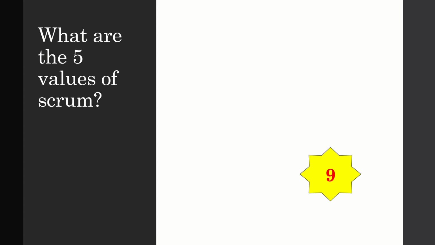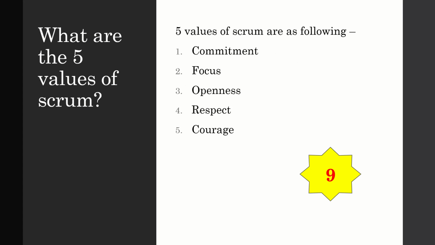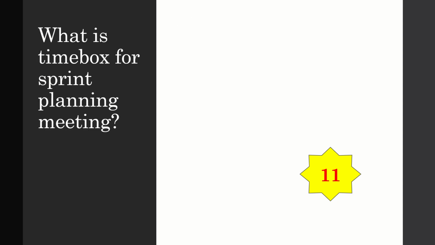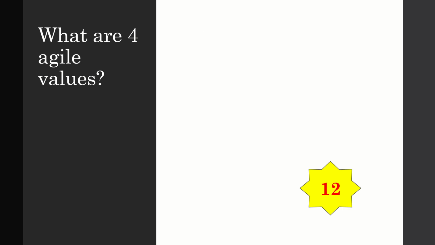What are the 5 values of Scrum? 5 values of Scrum are as following: commitment, focus, openness, respect, courage. Who creates product backlog? Product owner creates product backlog. What is time box for a sprint planning meeting? 8 hours or less for 1 month sprint. If it is 2 week sprint, then 4 hours or less. If it is 1 week sprint, then 2 hours or less.